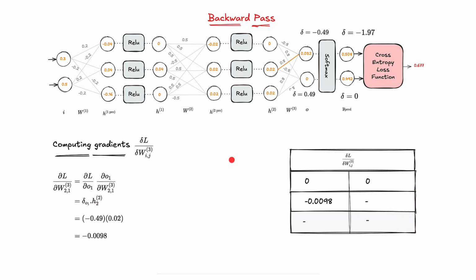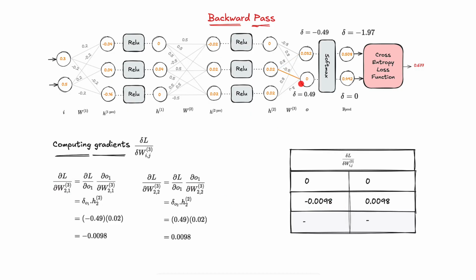Now, in this third case, how does this weight affect this loss? Well, it's going to be how this neuron affects the loss times however this weight affects this neuron, which is going to be 0.0098. And we make use of a previously computed gradient, that is this 0.49 over here. And so we populate it in our table.